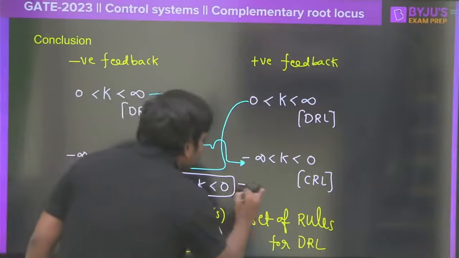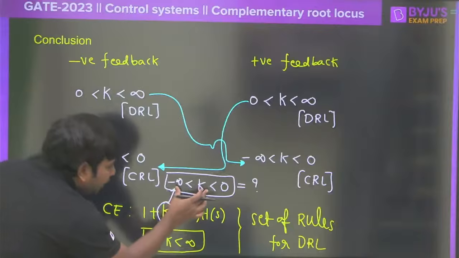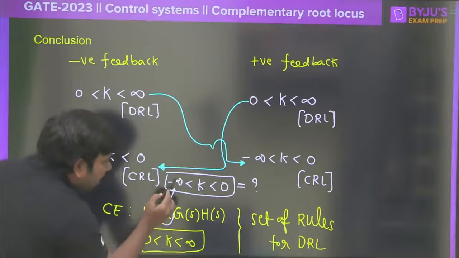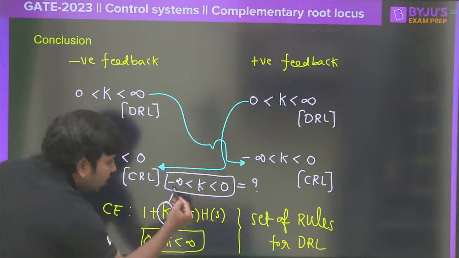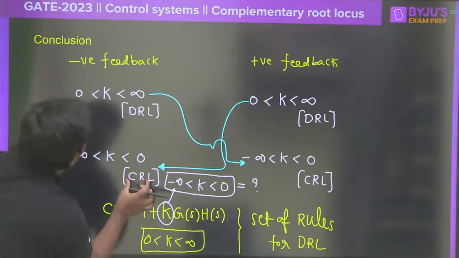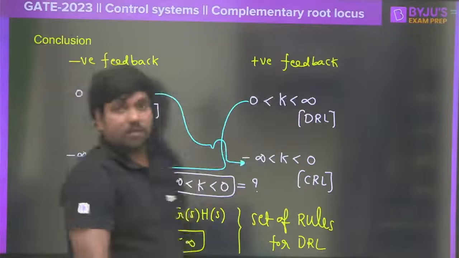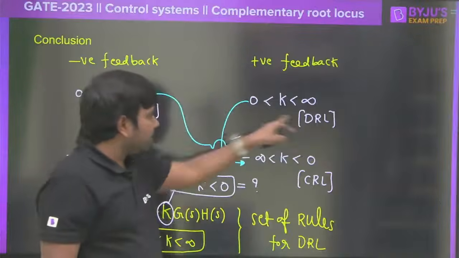So what are the rules for this? Why am I so much interested in this? Because for negative feedback, if k is varying from minus infinity to 0, that is technically called a complementary root locus for negative feedback. However, for positive feedback, that is a direct root locus, correct?